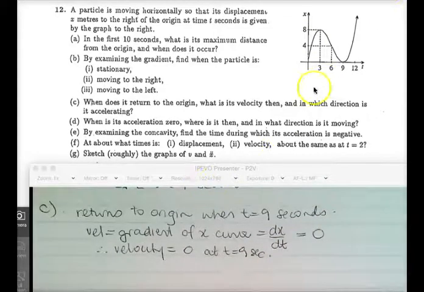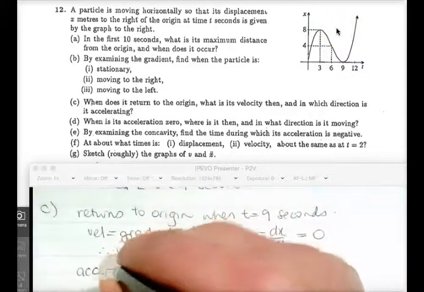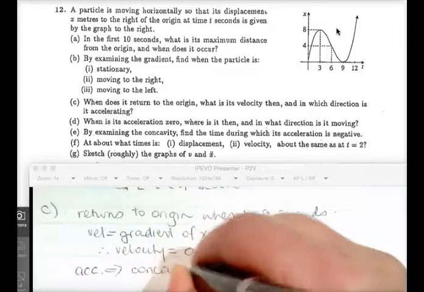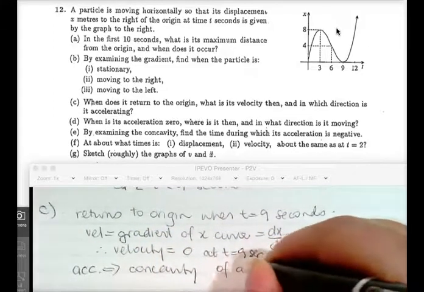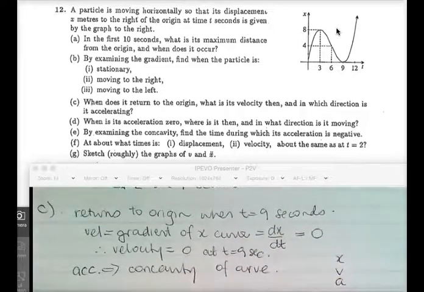And in which direction is it accelerating? Now, acceleration, if this is an x graph, acceleration is the second derivative. So from 0 seconds to about 6 seconds, the curve is concave down. And then from 6 seconds all the way up to a bit over 12 seconds, the curve is concave up. So for acceleration, it refers to concavity of the curve, because concavity is the second derivative. And if you look at x, v, and a is the second derivative of your displacement.